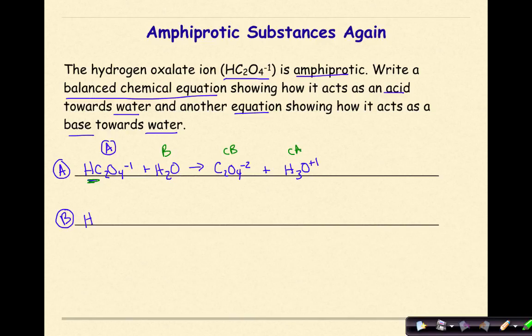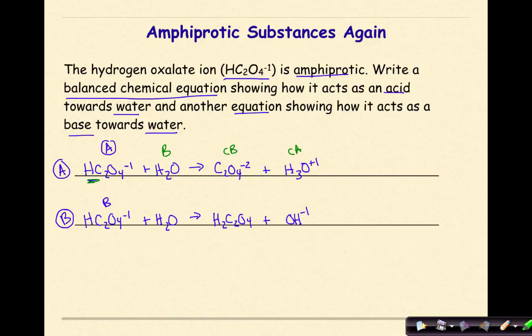So HC2O4 minus 1 plus H2O. So again, the HC2O4 minus 1 is not going to donate a hydrogen. In this case, it's going to accept a hydrogen. So when it does do that, then it will become H2C2O4. The water will act as an acid because it's donating one of its hydrogens, so it will become OH minus 1.